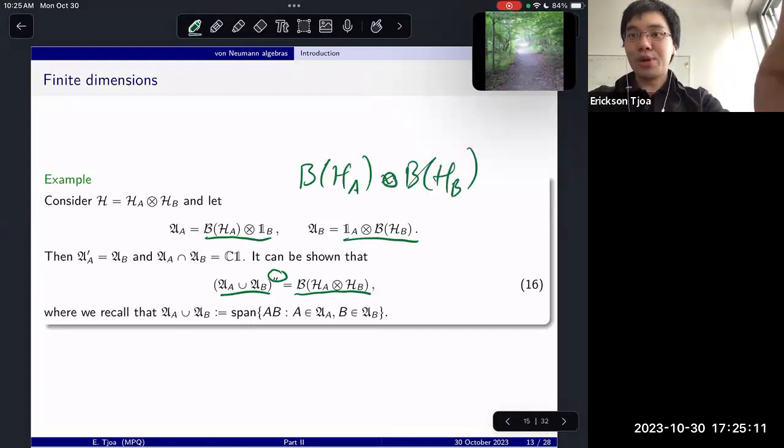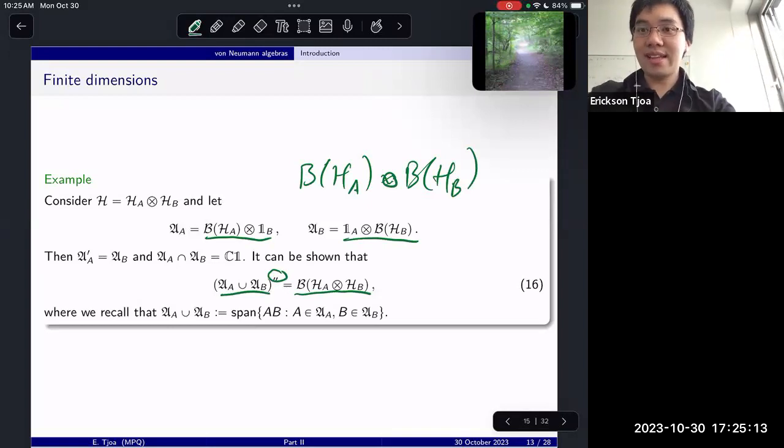So really the bicommutant is a very important object, because otherwise, in a way, you don't really get all the possible bounded operators acting on the total Hilbert space.